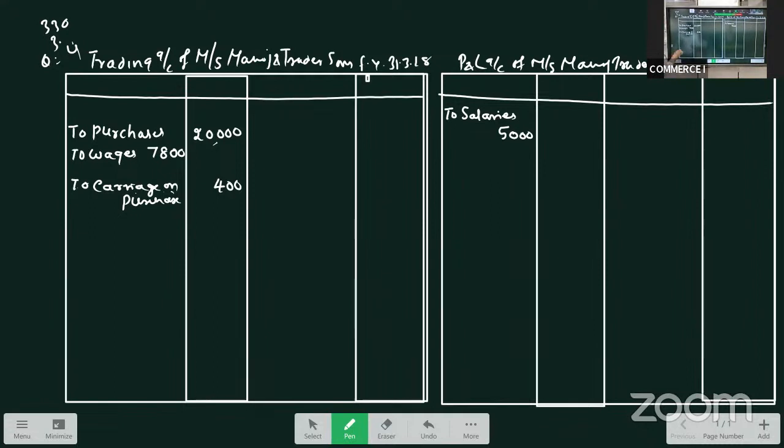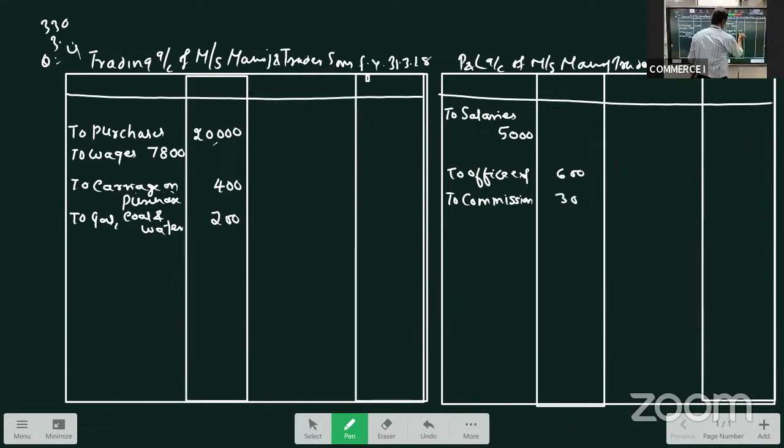Then gas, coal, water, fuel, all these are the items related to factory. Gas, coal and water, 200. Office expenses will be taken in P&L. Office expenses are given as 600. Then commission. Commission is also a P&L item. Debit amount 300.